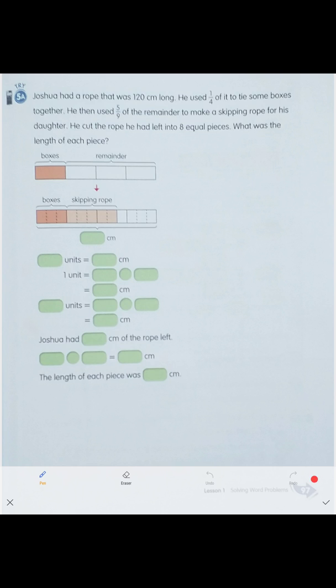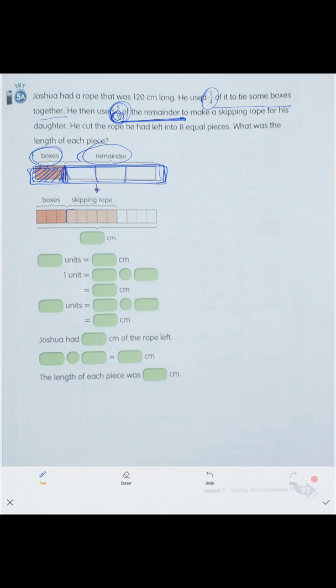Right, first of all, he used 1/4 of it to tie some boxes together. This is what they do, right? This is your total amount of rope. You divide into 4 units. 1 unit is used for boxes. This is the remainder. Now, they want you to think of the remainder, right? 5/9 of the remainder. What does that mean? It means that remaining 3 units, you need to divide into 9 parts. And this is what they do.